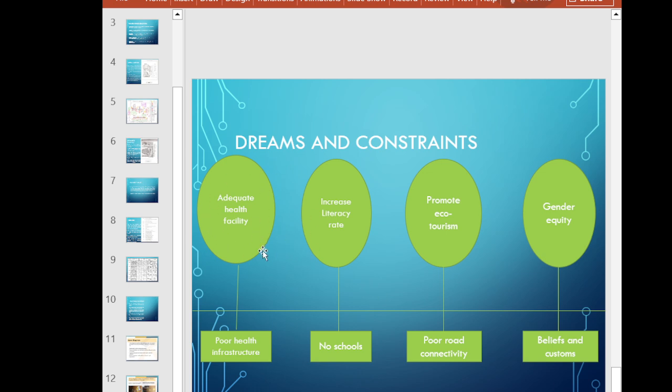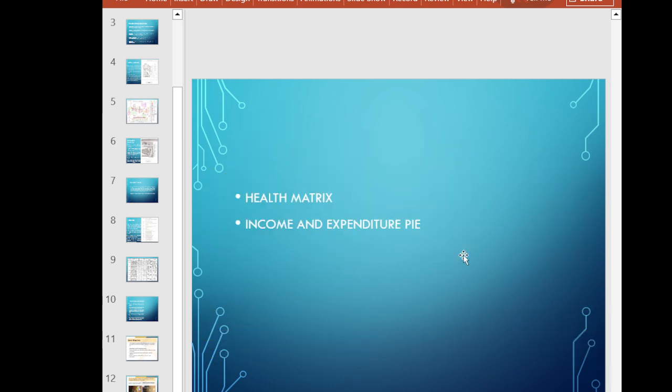So it's like a balloon, and the balloon is being held tight by a brick. Increased literacy rate is what the villagers dreamed of, but they cannot achieve this increased literacy rate because there is no school. So once we target this and address these constraints, the dreams can be realized.